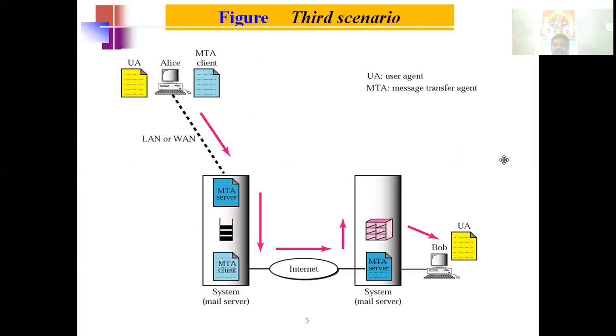So when you're coming to the third case, this user is connected to this system via a LAN, and the second one is directly connected. So in this case, you need two user agents and two pairs of message transfer agents. This is one client, one server, one pair; one client, one server, another pair. So two user agents and two pairs of message transfer agents.